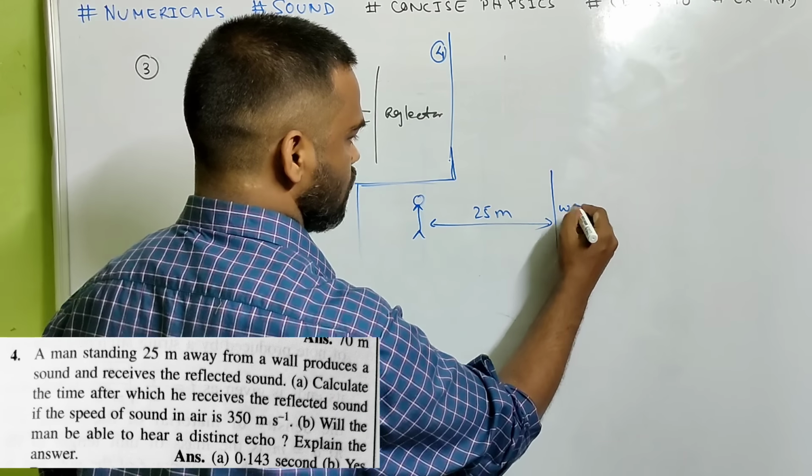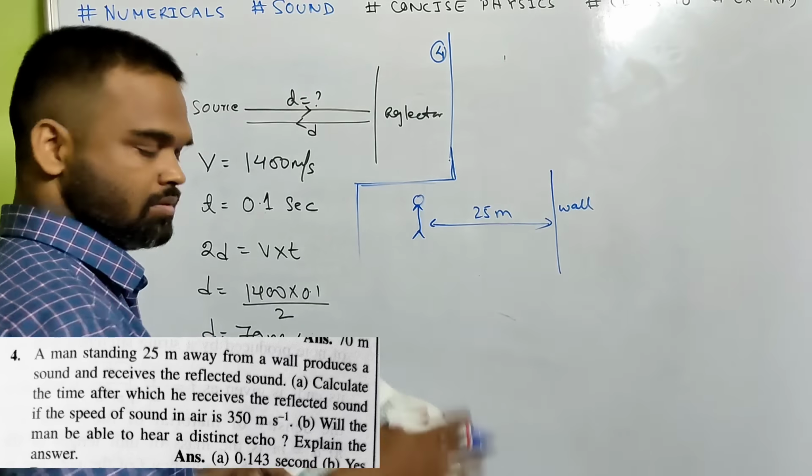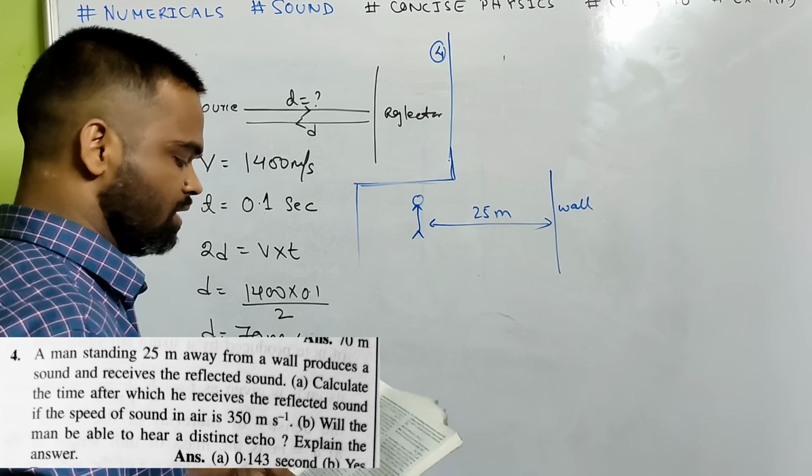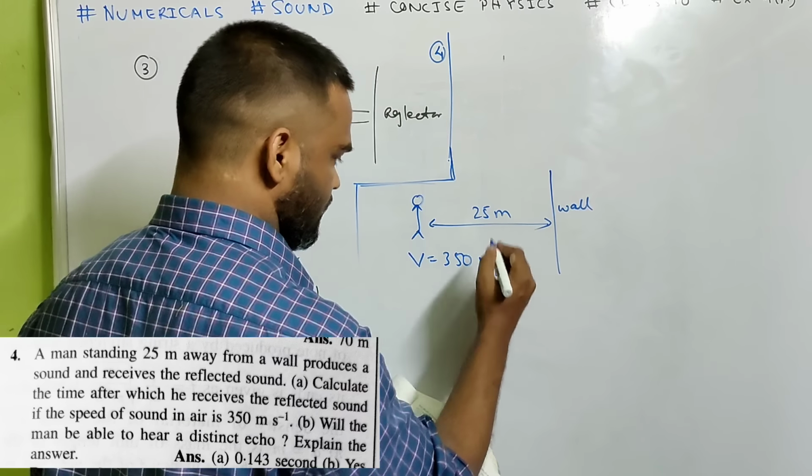25 meters. This is your wall. Okay. Calculate the time in which he can hear an echo, reflected sound rather. The velocity is given as 350 meters per second.